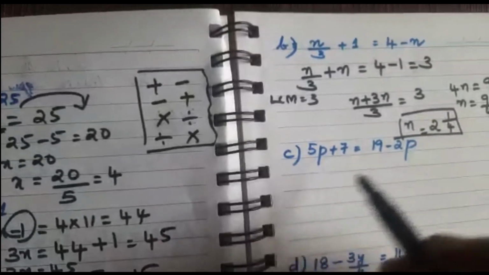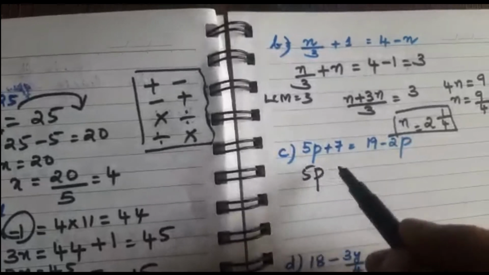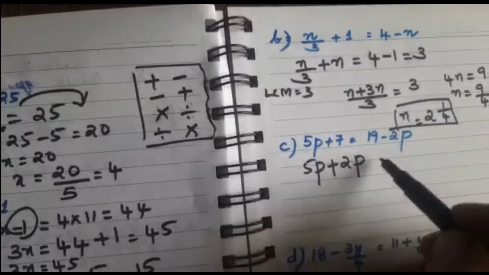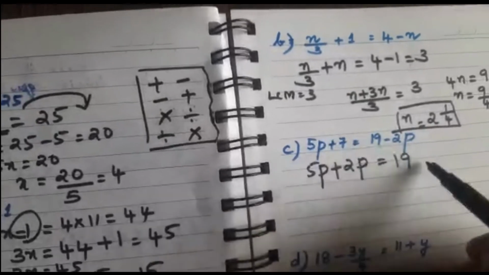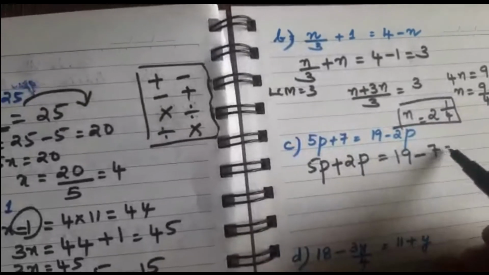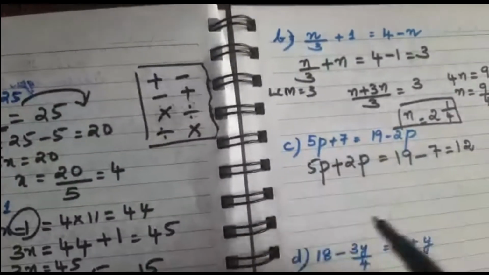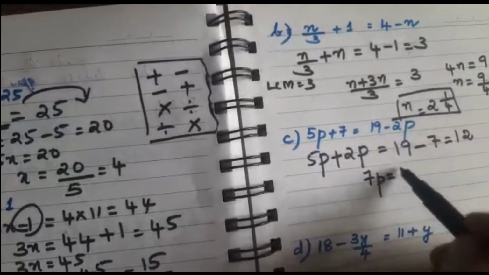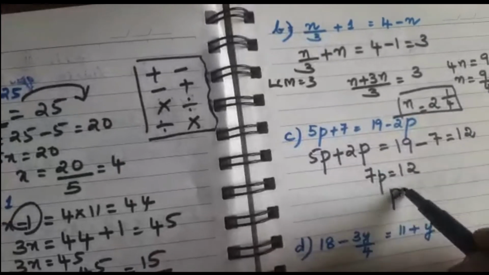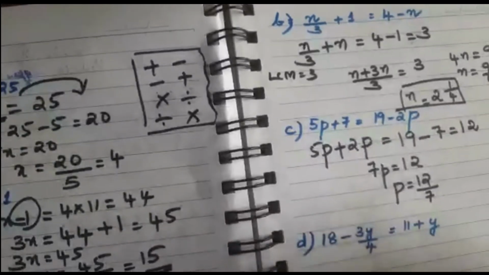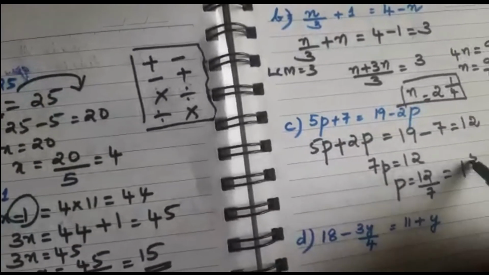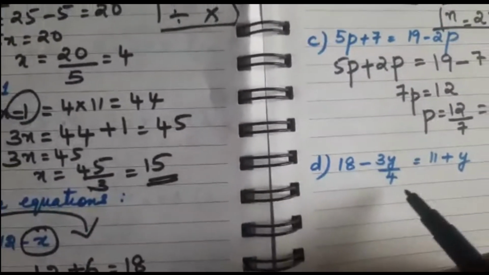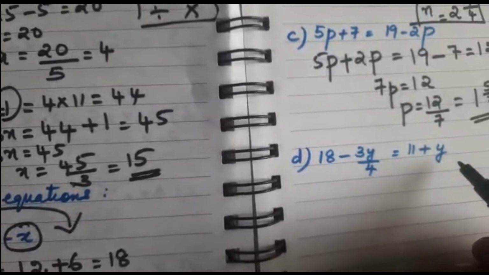Now 5p plus 7 equals 19. So 5p, I am putting everything here. So minus 2p will come here as plus 2p, equal to 19 already there on the right hand side, and plus 7 will come as minus 7. 19 minus 7 is 12. Now 5p plus 2p is 7p. 7p is equal to 12. What about p? 7 into p. So multiplication will become division. So how much is it? 1 and 5 by 7. This is the answer.